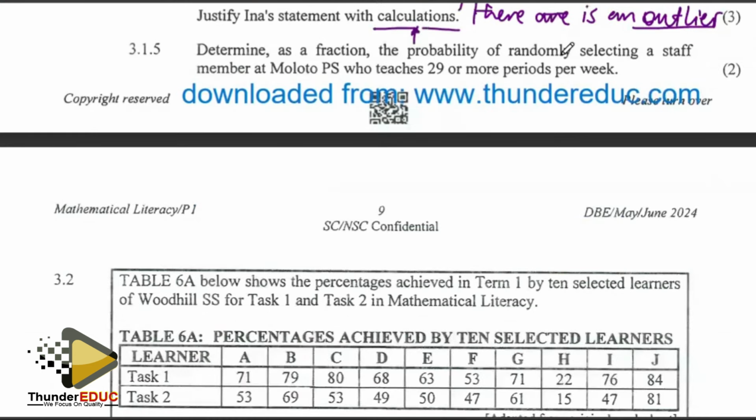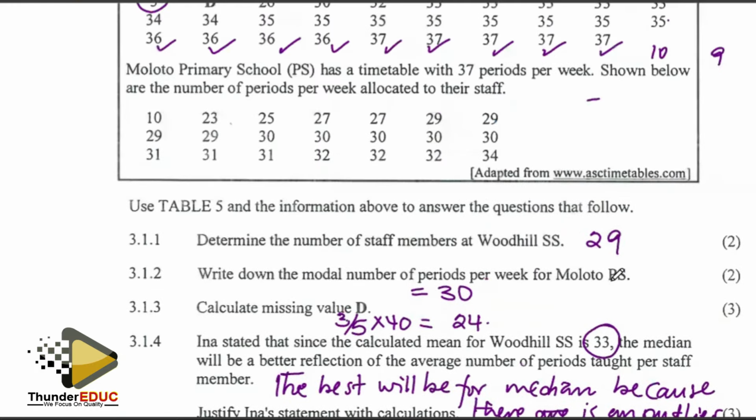Determine the fraction probability of randomly selecting a staff member at Moloto PS who teaches 29 or more periods. Now we go there and we see Moloto, 29 and more. First and foremost, we shall check how many people are there. So we have 1, 2, 3, 4, 5, 6, 7. 7 by 3, a total of 21. Out of 21, how many are working on 29 and above? What you do, remove these ones which are below 29. So it's 1, 2, 3, 4, 5. So 5 out of 21, remain with 16.